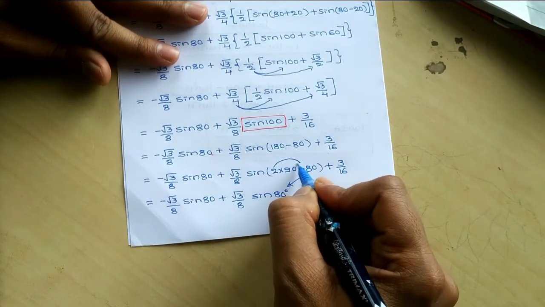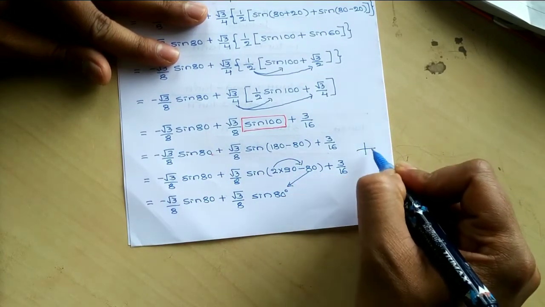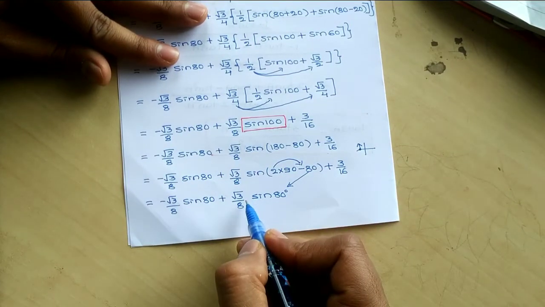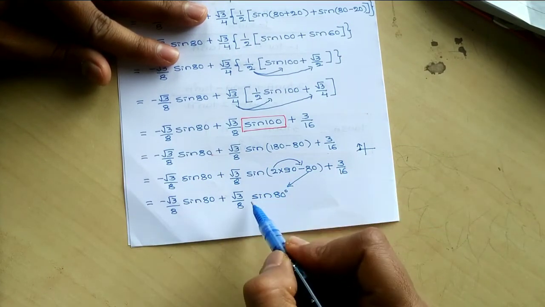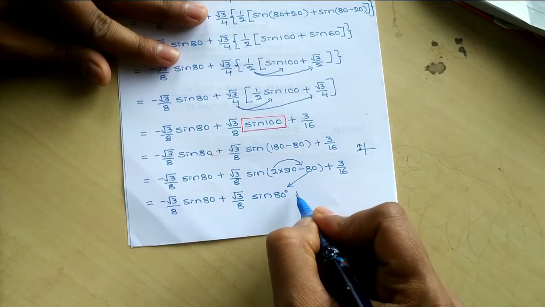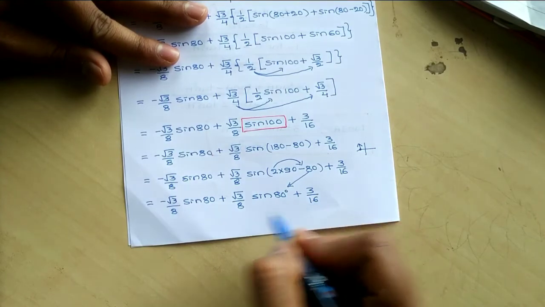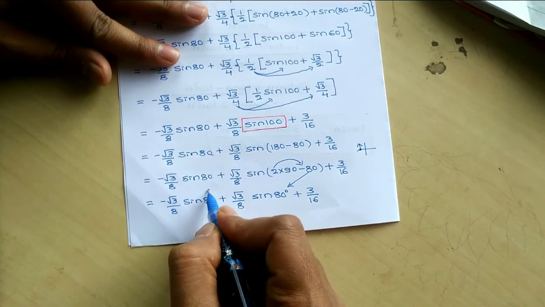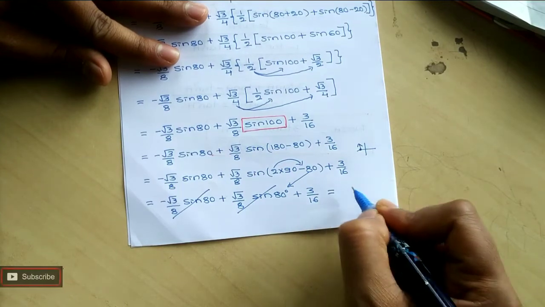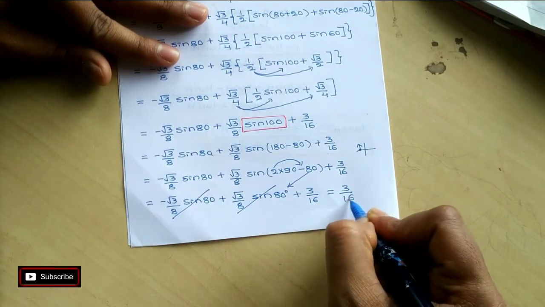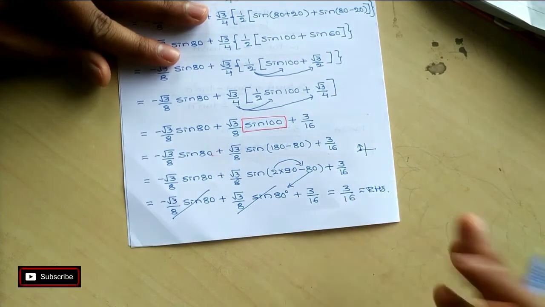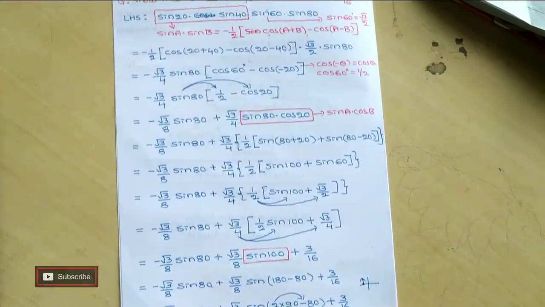Next, this 2 minus. So 0, 1, 2 minus means second quadrant, all are positive. Sorry, in the second quadrant sin is positive. Correct. Therefore here plus sign only comes, plus 3 divided by 16. Therefore here minus root 3 by 8 sin 80 plus root 3 by 8 sin 80 get cancelled. So what is the remaining value? 3 divided by 16, which is equals to RHS. Thank you.